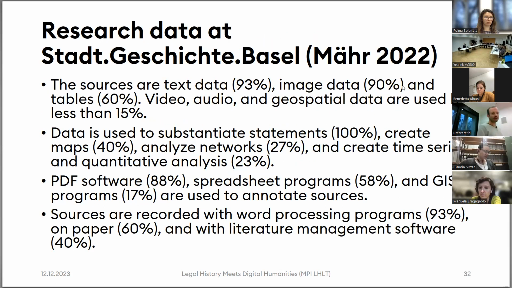So in our case, I ask people what they think is important research data, and most of them work with text data and images. And then tables, interestingly, also really, really important. And everything else is scarcely used. They use data to write text, or let's say sources and source criticism and stuff like this. Also maps and network analysis, and some quantitative analysis.